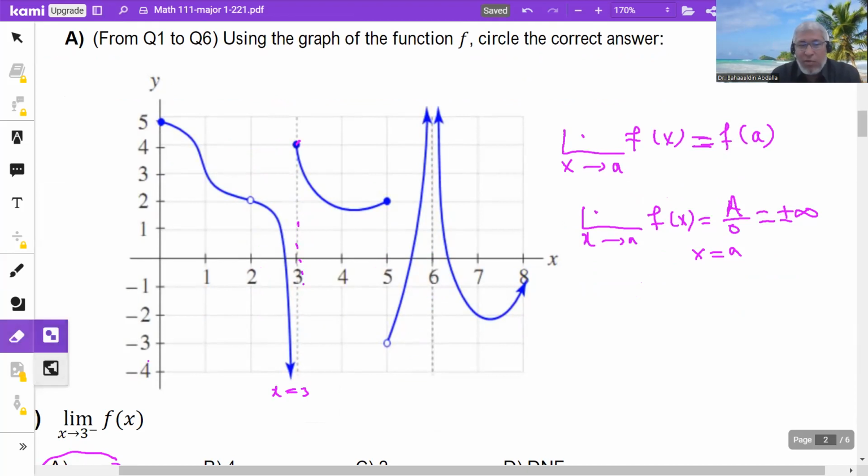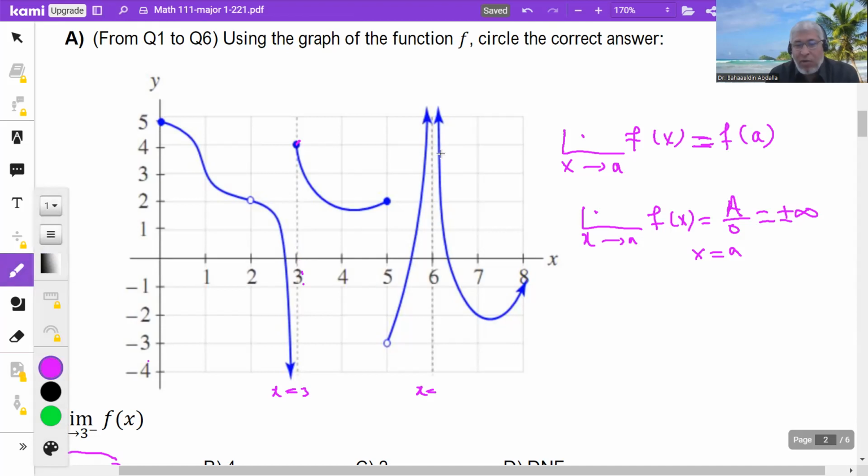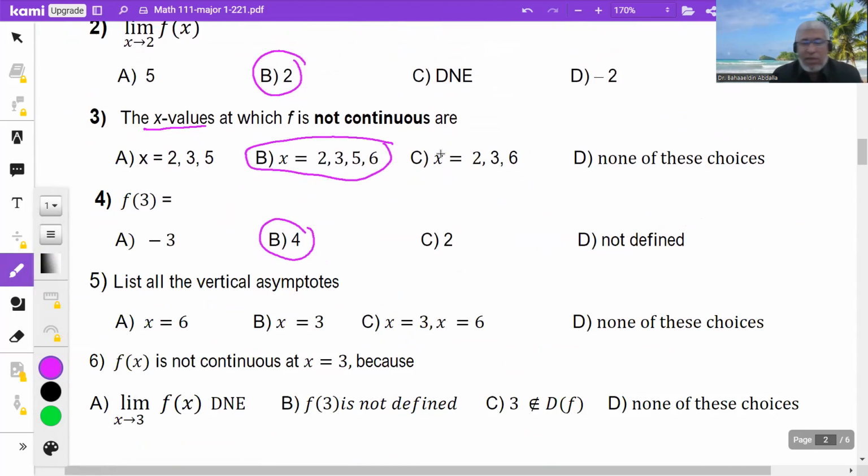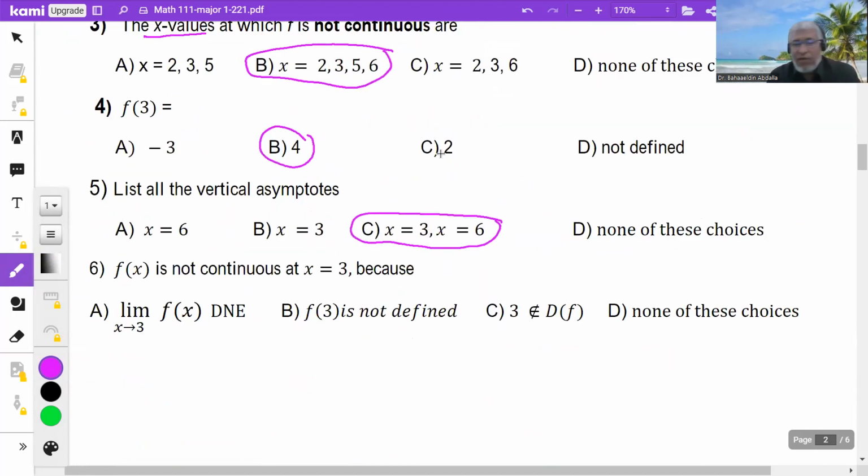Also, x equals 6, this line. Why? Because the limit when x approaches 6 from the right or from the left is infinity. So there are two vertical asymptotes, x equals 3 and x equals 6, and that's the correct answer. f of x is not continuous at x equals 3.